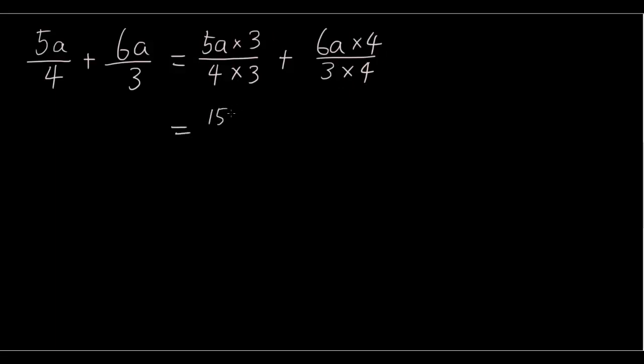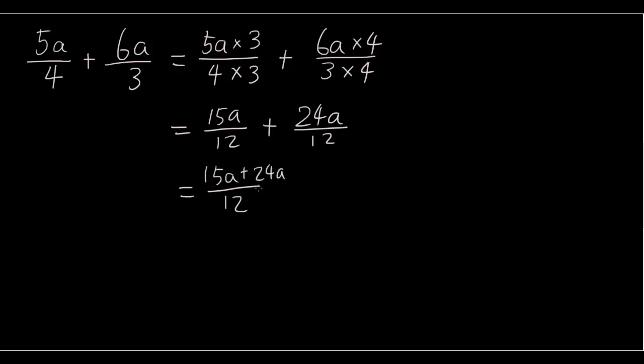So we're left with 15a over 12 plus 24a over 12. Now we have the same number on the bottom, which means we can combine them by keeping the bottom number the same and just adding the top numbers, 15a plus 24a. And now we can simplify that because 15a plus 24a is 39a over 12. Now both 39 and 12 can be divided by 3, so the answer is 13a over 4. And that is the answer.